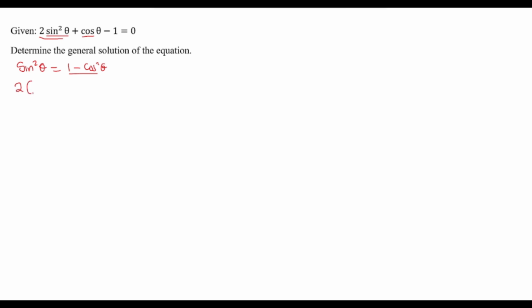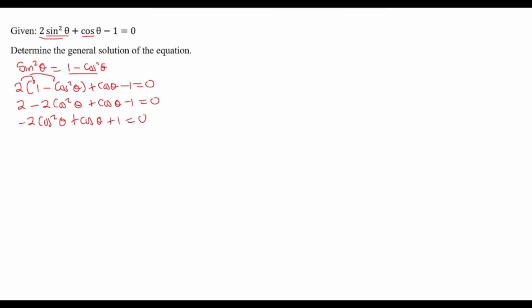So it becomes 2 times (1 minus cos squared theta), then plus cos theta minus 1 is equal to 0. Let's distribute 2. It becomes 2 minus 2 cos squared theta, then plus cos theta minus 1 is equal to 0. We can simplify this: negative 2 cos squared theta plus cos theta, then negative 1 plus 2, that should be positive 1, is equal to 0.